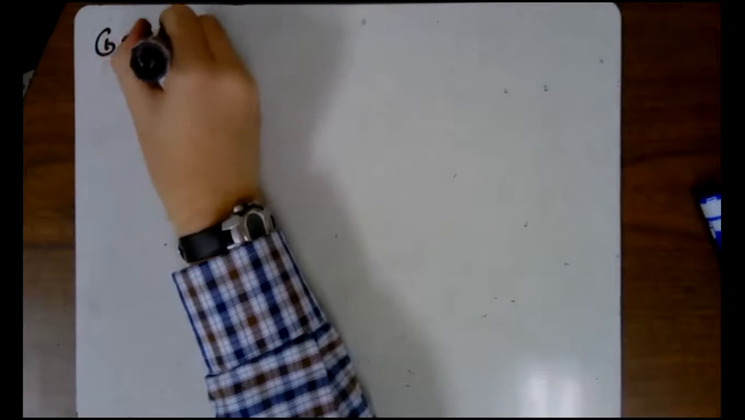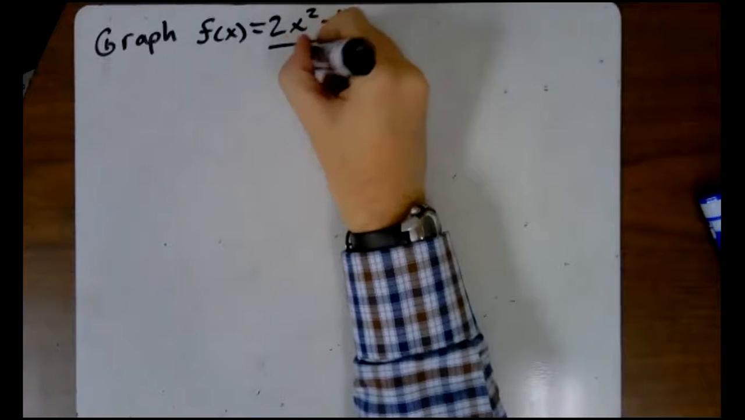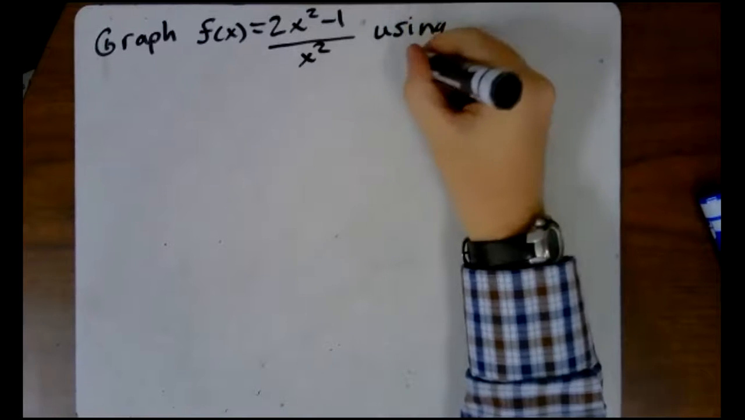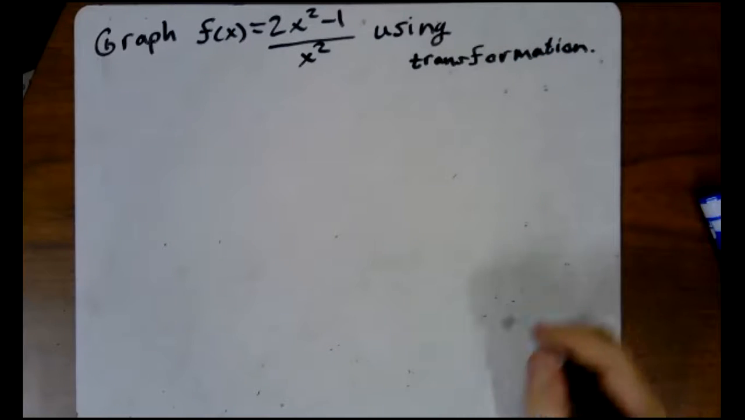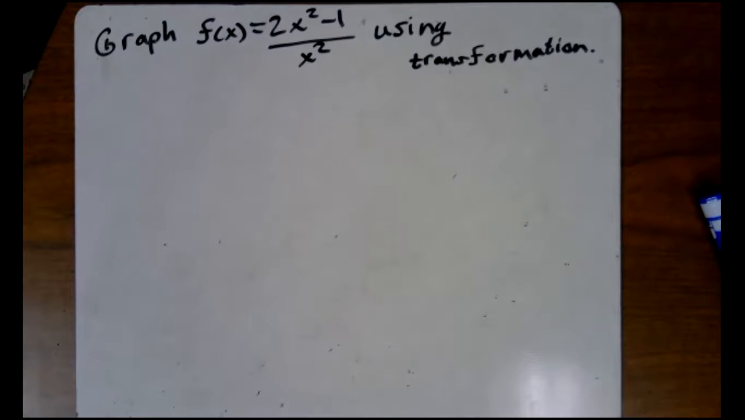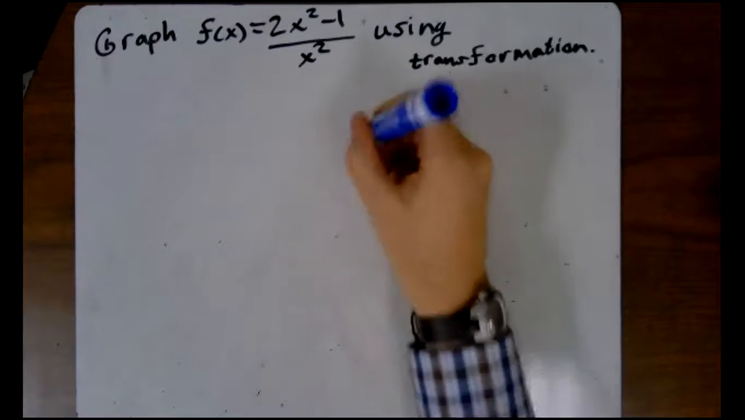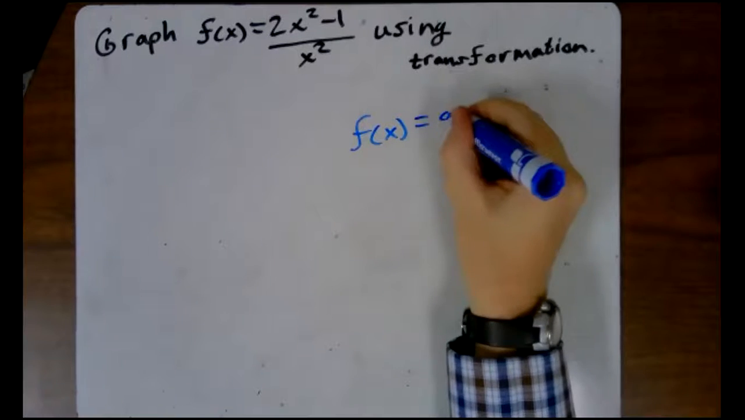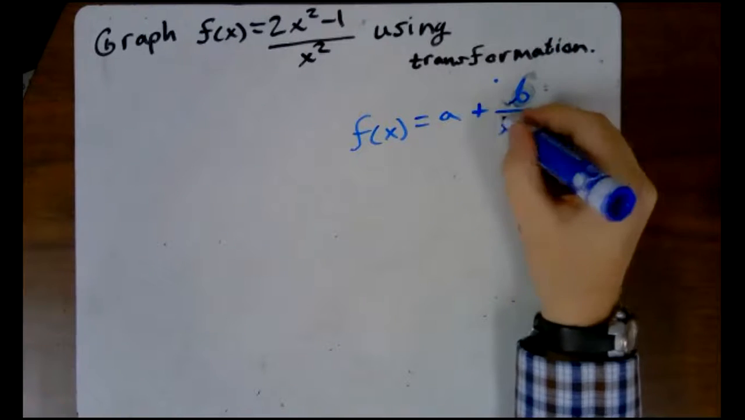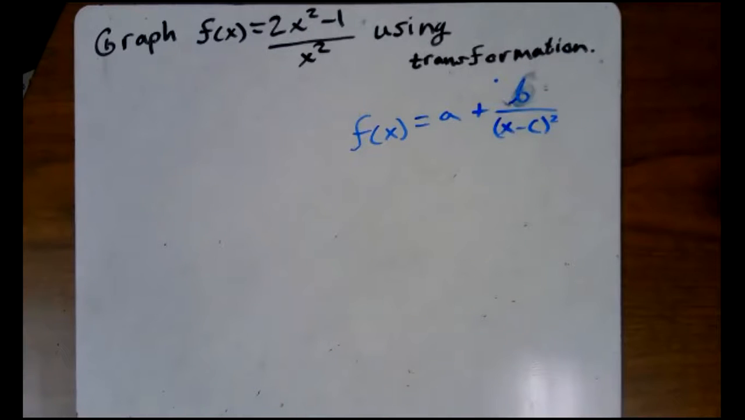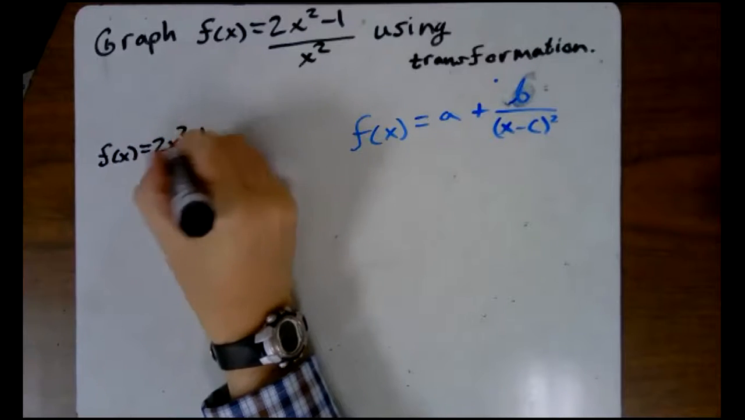Let's graph f of x equals 2x squared minus 1 over x squared using transformations. Well, once again, we need to have it be written in the form. Our goal is to have it in the form of something that we can graph using transformations: a plus b over x minus c. Now, in this case, we have these squared, so it'll look more like this. Now, anyway, we have f of x equals 2x squared minus 1 over x squared.